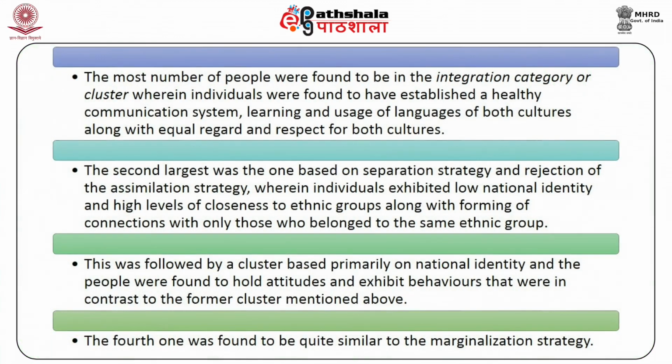The most number of people were found to be in the integration category or cluster, wherein individuals were found to have established a healthy communication system, learning and usage of languages of both cultures, along with equal regard and respect for both cultures. The second largest group was the one based on separation strategy and rejection of the assimilation strategy, wherein the individuals exhibited low national identity and high levels of closeness to ethnic groups, along with forming connections with only those who belonged to the same ethnic group.